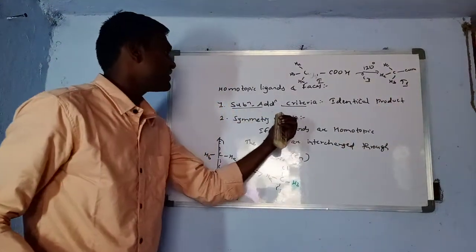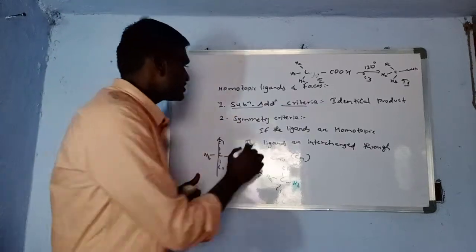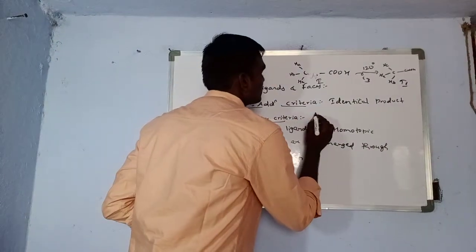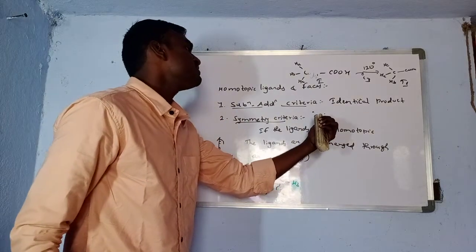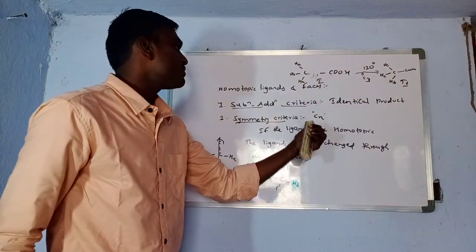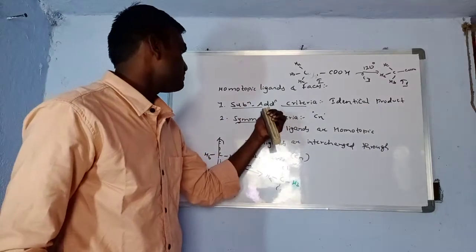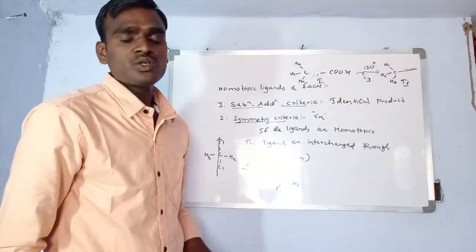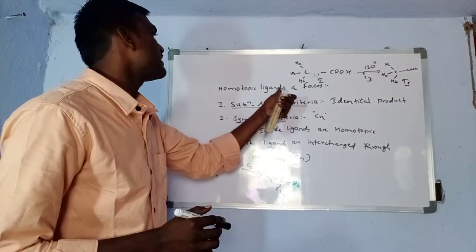What is the symmetry criteria? Whenever the homotopic molecules are there, what is the symmetry criteria? There is an axis of symmetry. You have to remember, whenever an axis of symmetry is present in the molecule, it will give the identical structure. Then those ligands are said to be homotopic in nature. Okay, these are the homotopic ligands.